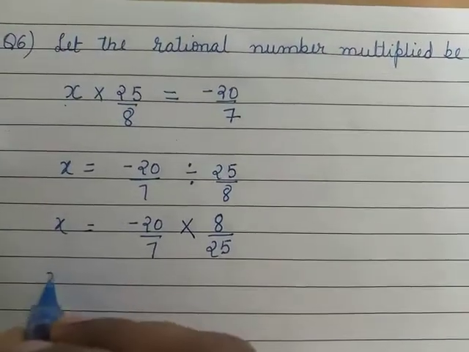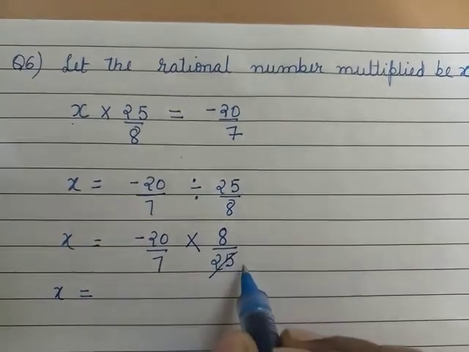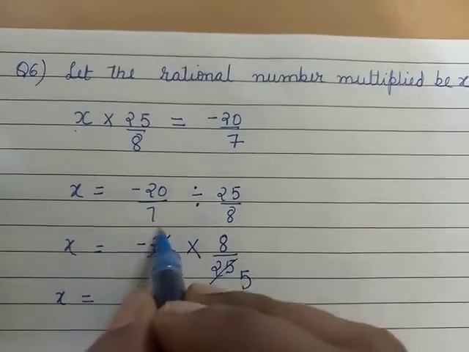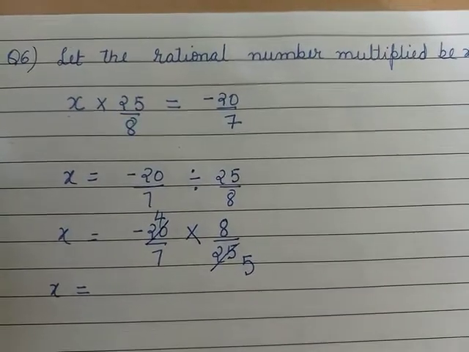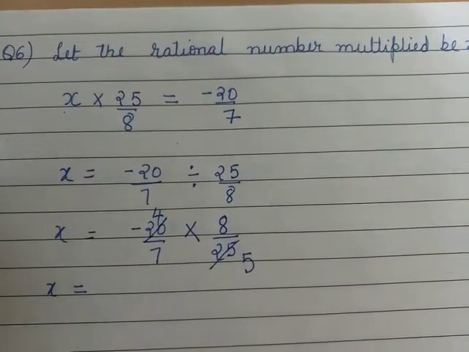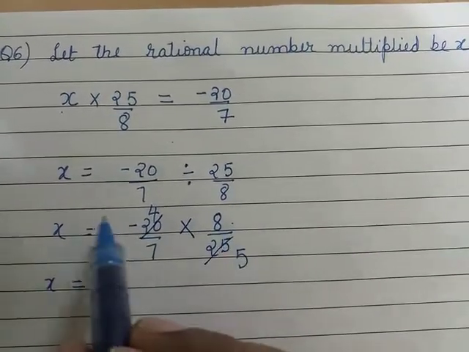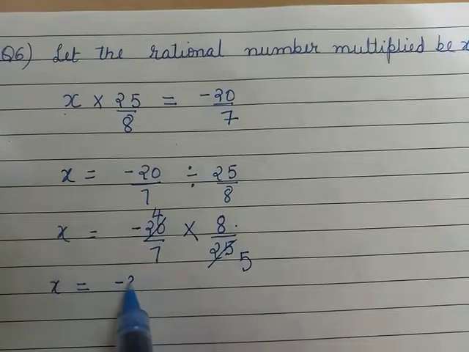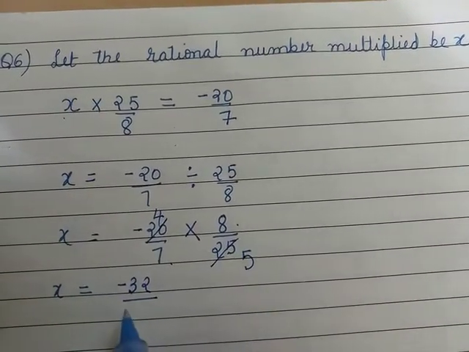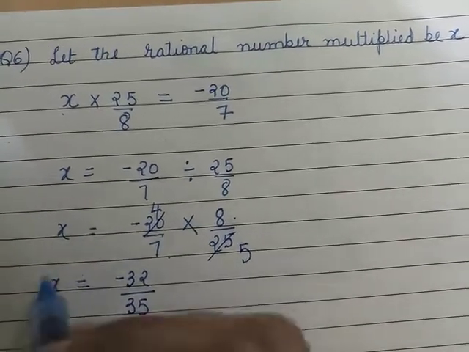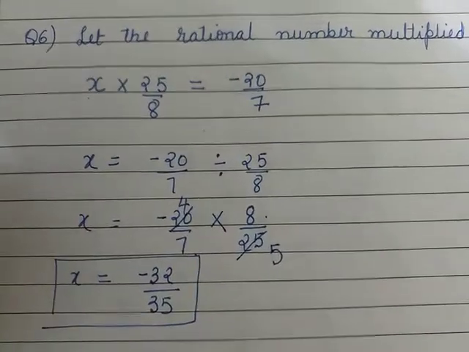Now we simplify it. This 20 and 25 get cancelled with the table of 5. 5 5s are 25, 5 4s are 20. Now 7 and 18 cannot be cancelled. 4 and 7 cannot be cancelled. So nothing else can be cancelled. So we multiply and write the answer. 4 8s are 32 and the negative sign is 1 time, so we write minus 32. And in the denominator, 7 5s are 35. So what is the other fraction that should be multiplied? It is minus 32 by 35.